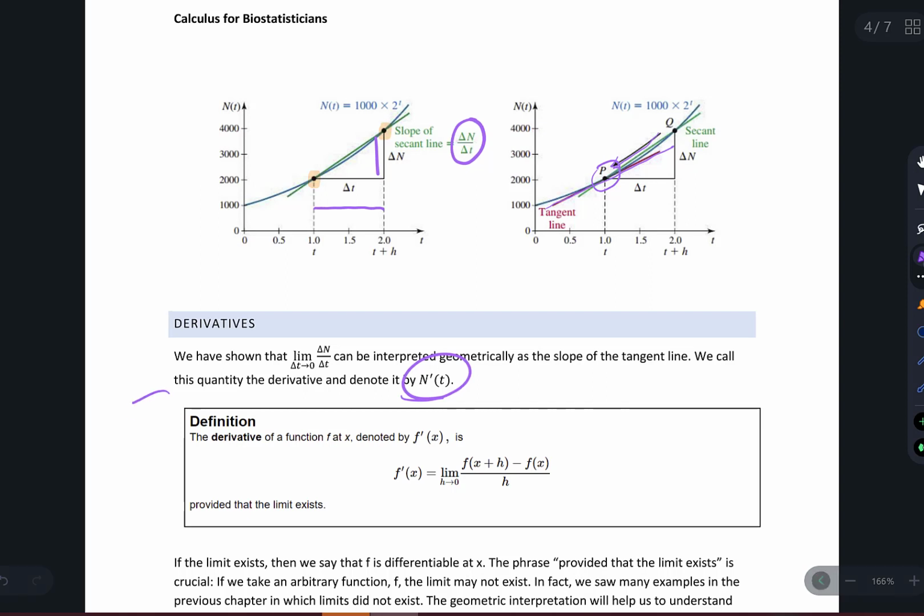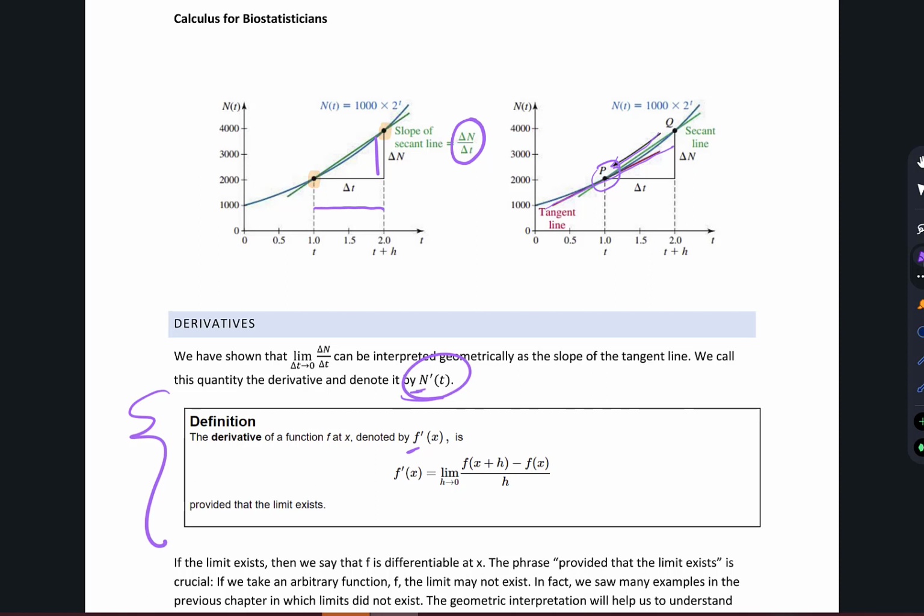And so here is that formal definition. Notice that the derivative of a function of x, denoted by f prime of x, and here we had n prime of t because our function was denoted using a capital N. So in this definition, we're using a lowercase f, is the following. And so the derivative is equal to the limit as h approaches 0.